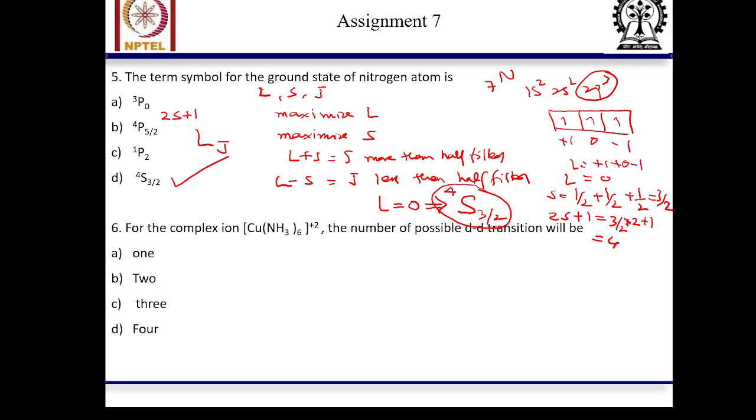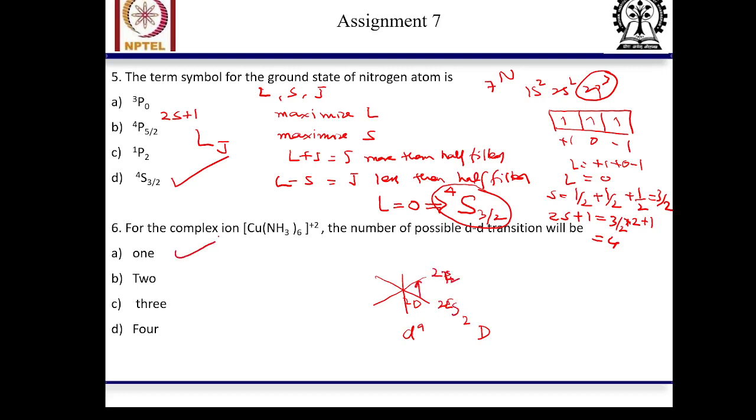Sixth question: for the complex ion Cu(NH3)6 2+, the number of possible d-d transitions will be? How many transitions will be possible for the Cu(NH3)6 d-d transition? I think I will discuss this in detail in the next lecture. This is a d9 configuration, and it has term symbol 2D. So here 2Eg, 2T2g, like this it will happen.